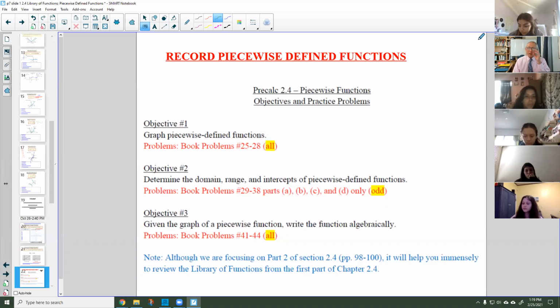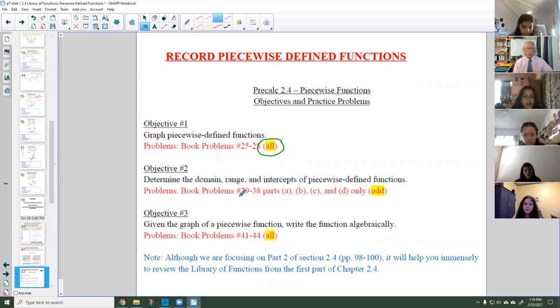We're going to do three things with piecewise defined functions. One is we're going to learn how to graph them, and you'll see there's only a few problems here, 25 to 28. You should do all of them. We're going to define the domain, the range, and the intercepts of piecewise defined functions.